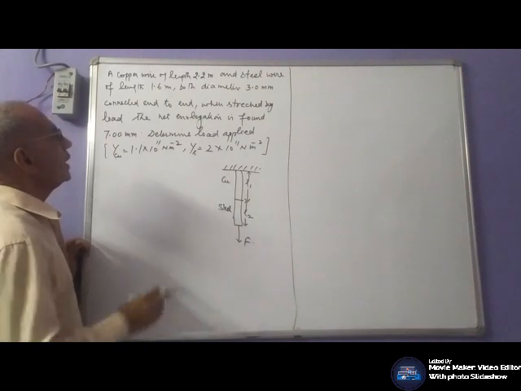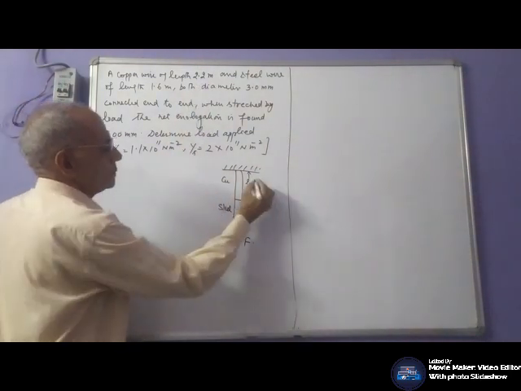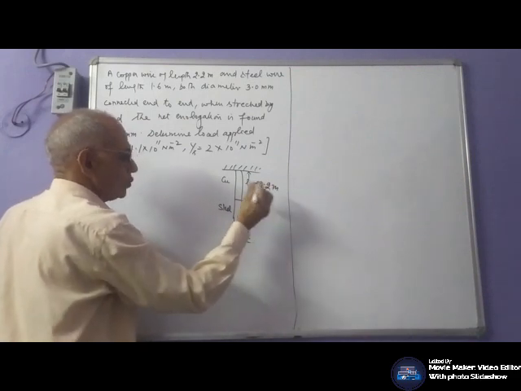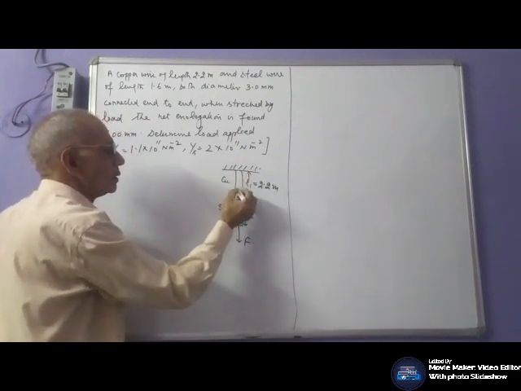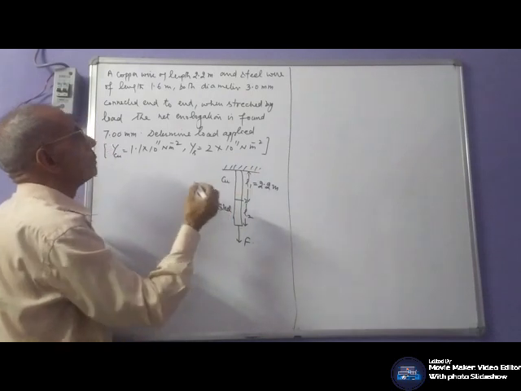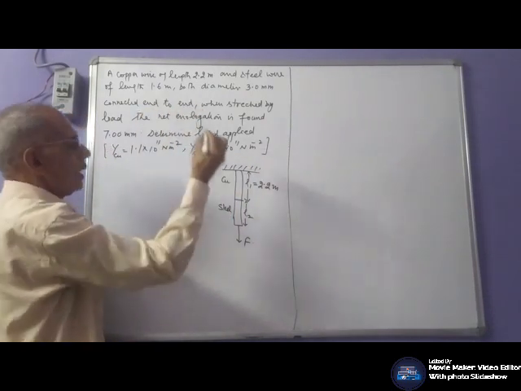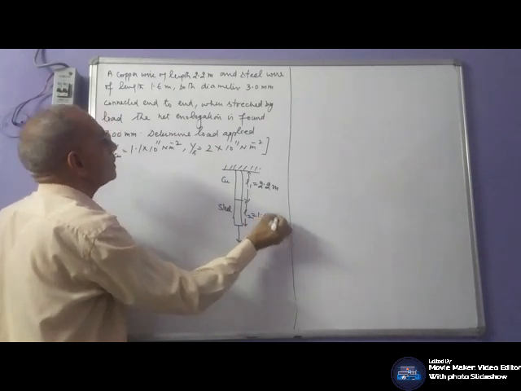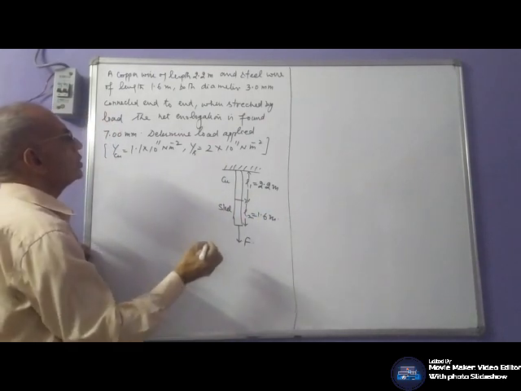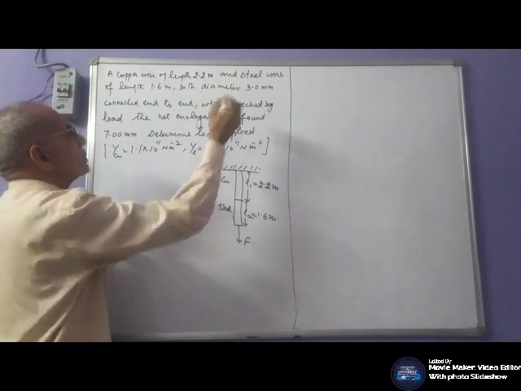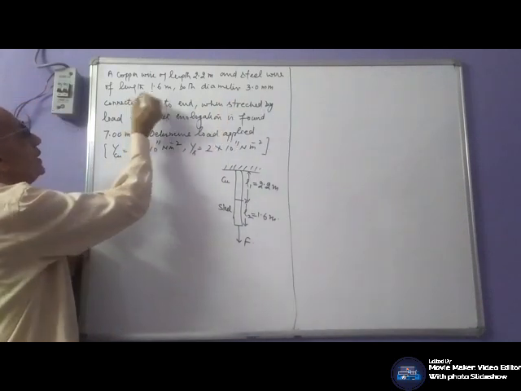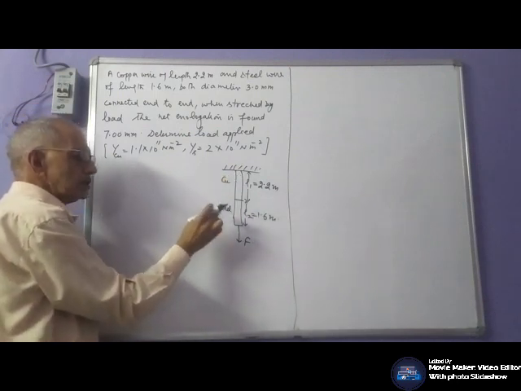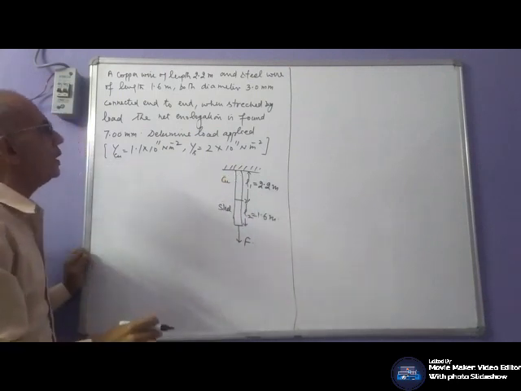A copper wire of length 2.2 meter. This wire is of copper. A steel wire of length 1.6 meter. Both have diameter 3 mm, connected end to end. This is copper, this is steel, they are connected end to end.